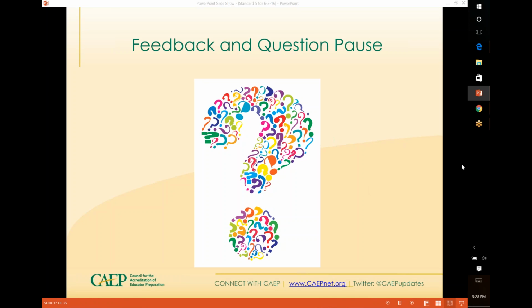Any feedback or questions? I'm going to unmute everybody again to see if you've got anything on your mind about component 5.2.